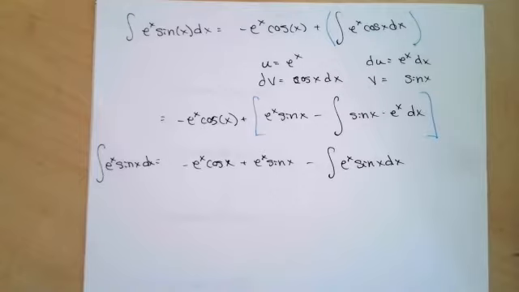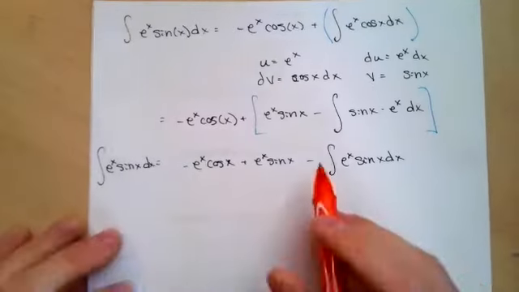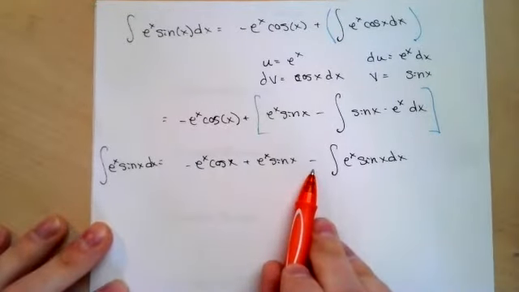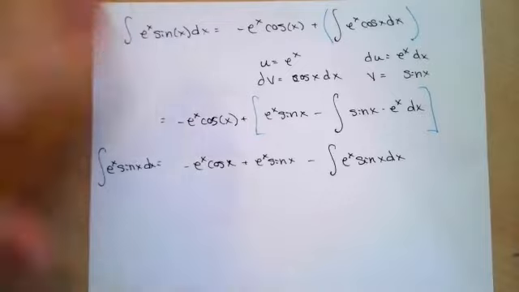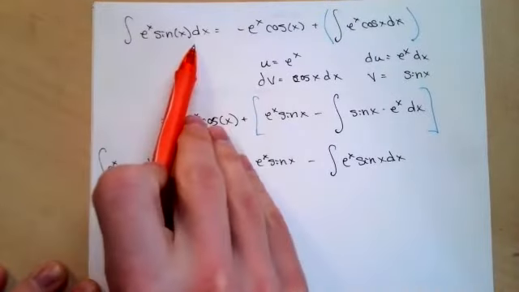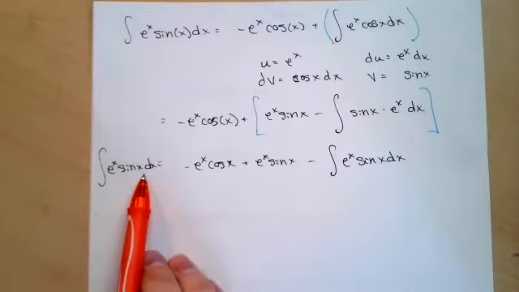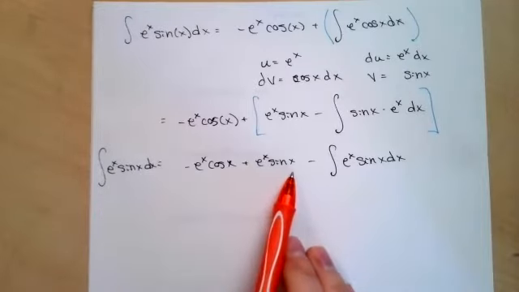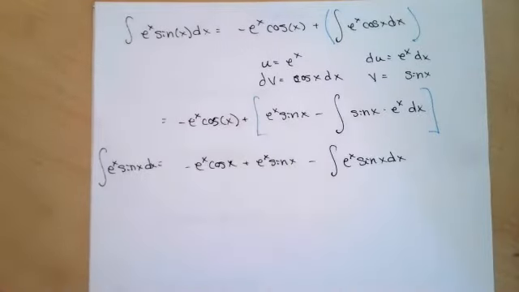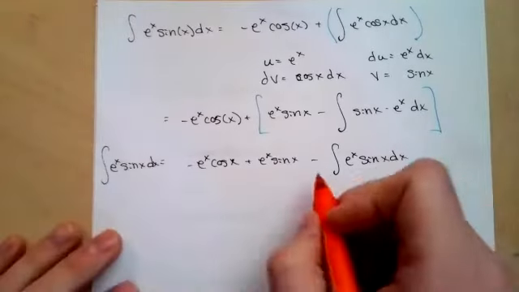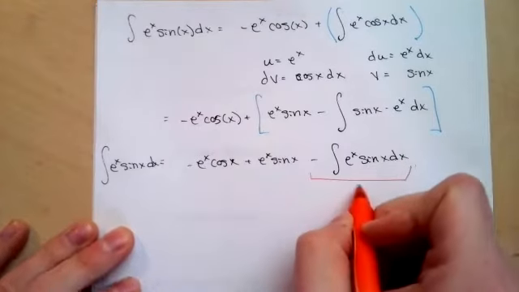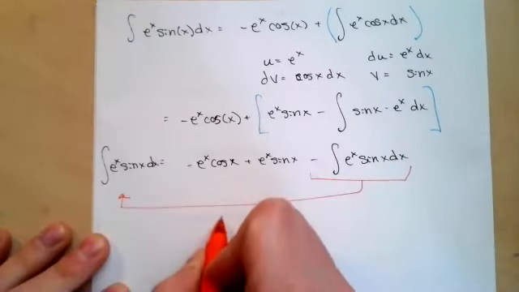And so while it looks like we're just spinning our wheels and going around in circles, the key thing that has changed is this minus sign here. What we can do is we do have an equation, right? This formula is an equation saying that our original integral, e to the x sine of x, is equal to now an expression involving no integrals minus the original integral. So the trick is to essentially add this over.